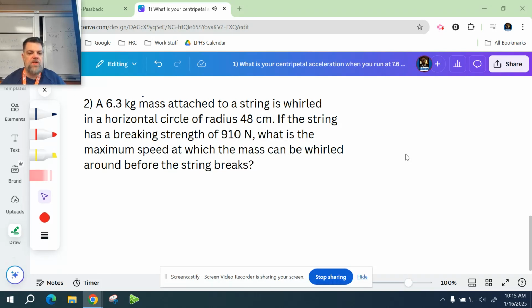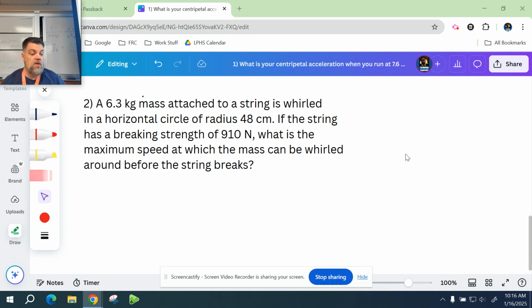All right, so for question number 2, it says there's a 6.3 kilogram mass attached to a string that's whirled in a horizontal circle with a radius of 48 centimeters. If the string has a breaking strength of 910 newtons, what is the maximum speed at which the mass can be whirled around before the string breaks?